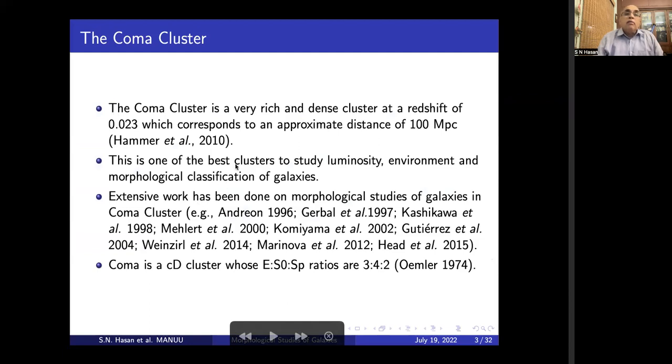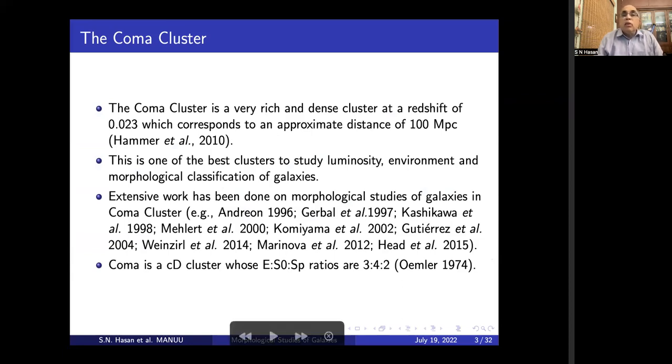The Coma cluster is a very rich and dense cluster at a redshift of 0.023, which corresponds to an approximate distance of 100 megaparsecs. This is one of the best clusters to study luminosity, environment, and morphological classification of galaxies.